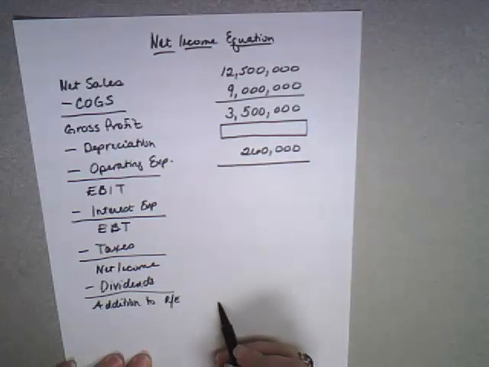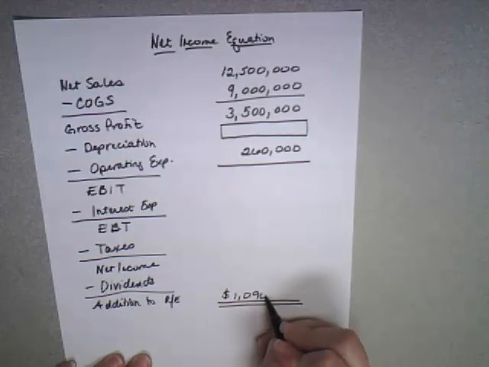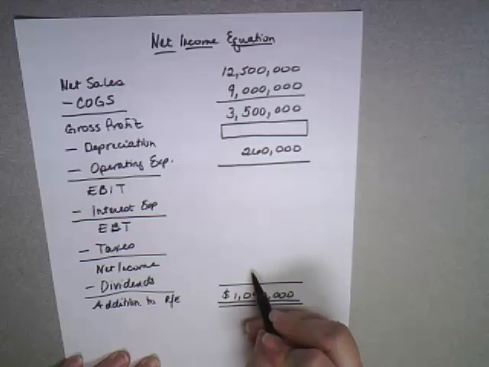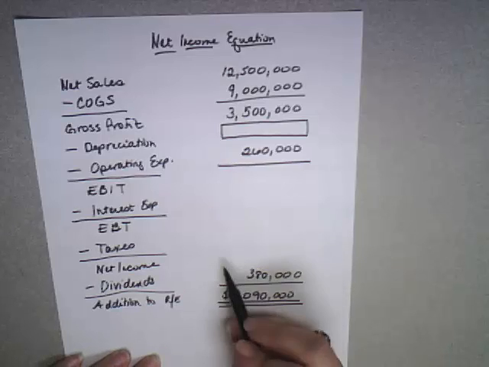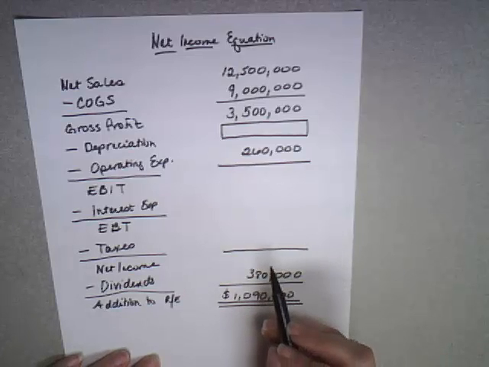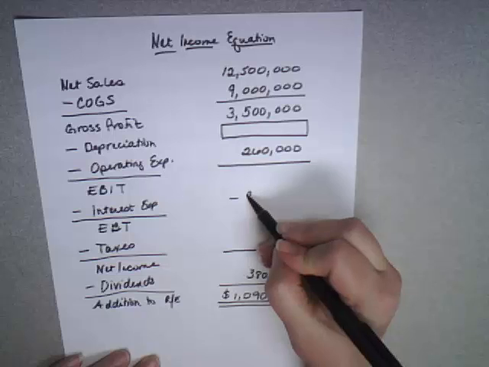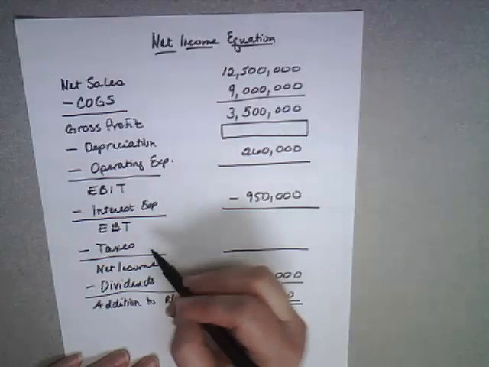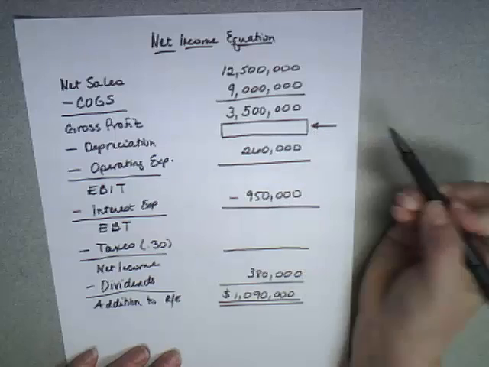So we can come down all the way to the bottom of this equation down here, and we can list this $1,090,000. And then we know that we've had dividends paid to stockholders of $380,000, which is going to leave us with our net income. Okay, we know our interest expense was $950,000, and we know that our tax rate is 30%. So when you look at this, we have everything that we need to get started, but the problem is actually asking us to calculate what this depreciation expense is.